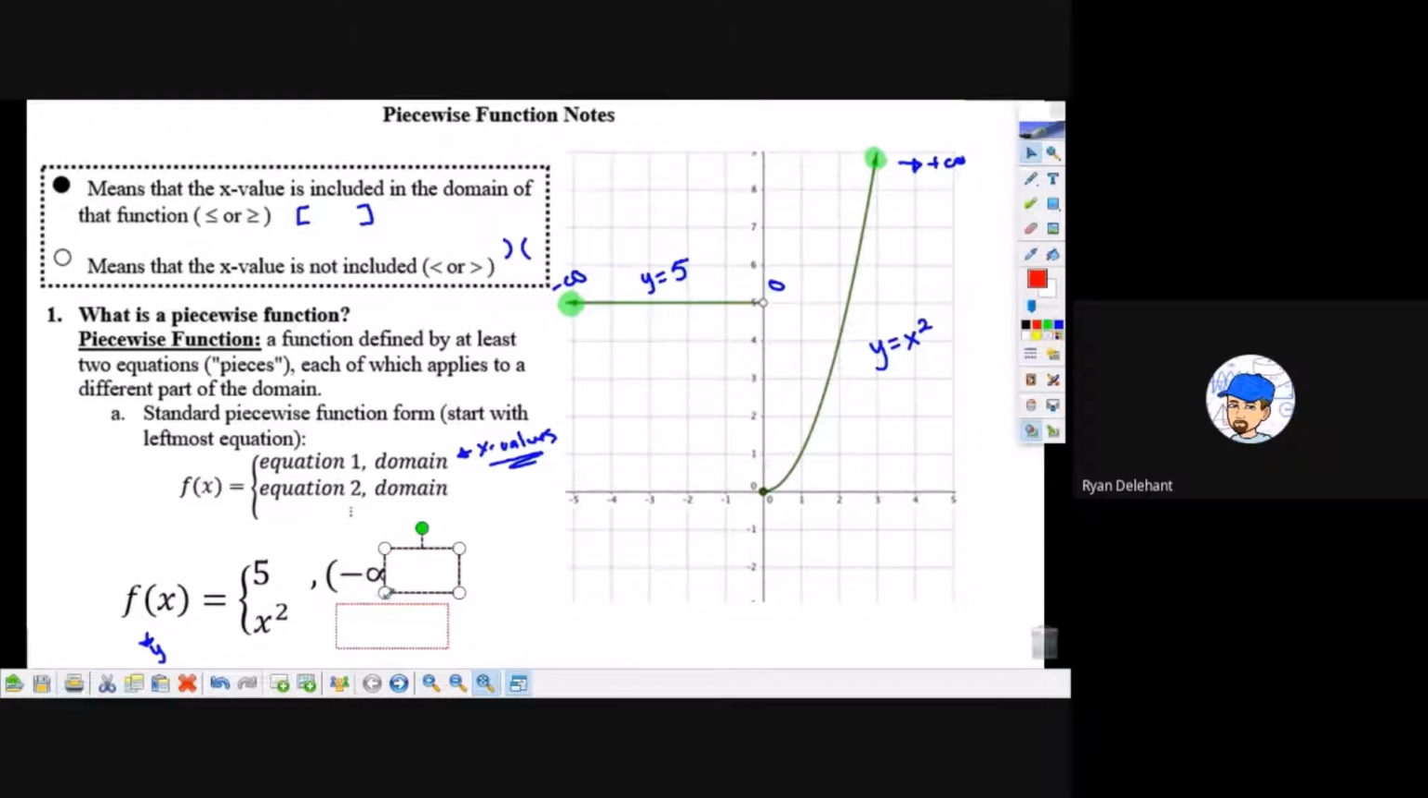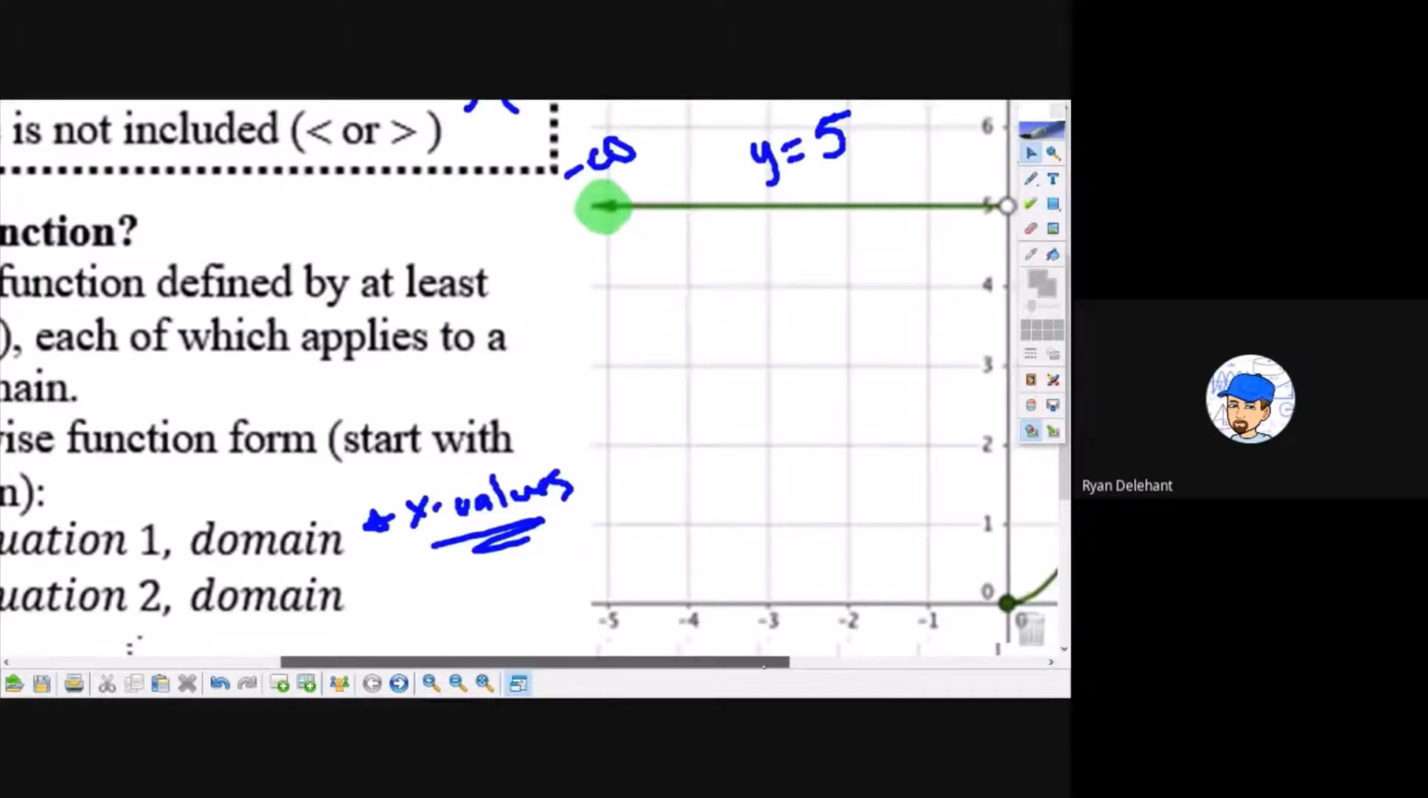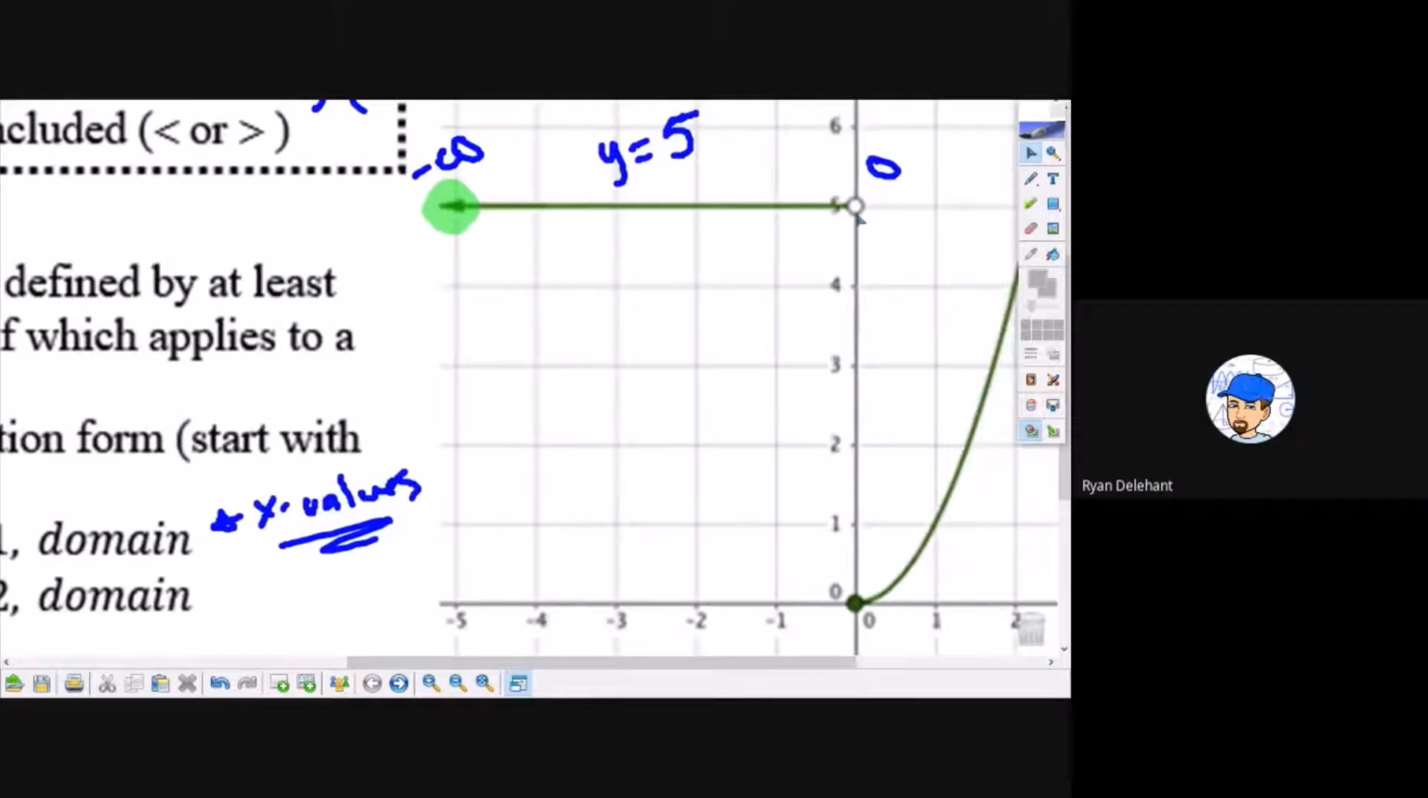So it's negative infinity to the 0. Does this one include the 0 or exclude the 0? Can you tell from the back, is that dot filled in or open? Let's zoom in on it. Now we can kind of see it. Is that dot filled in or not?